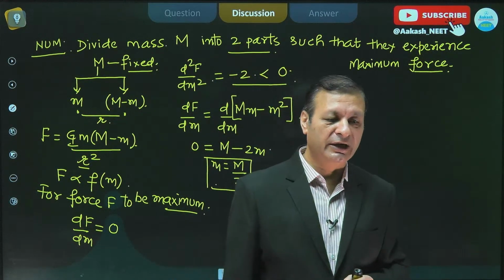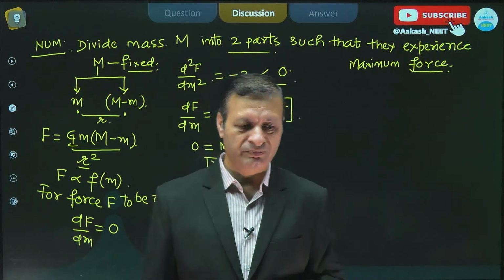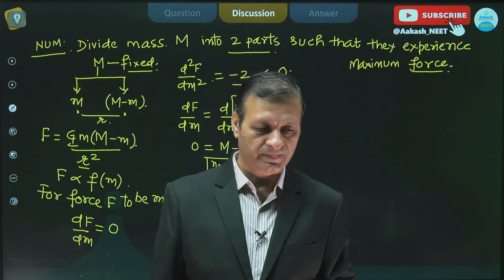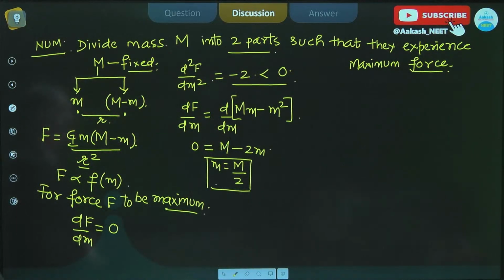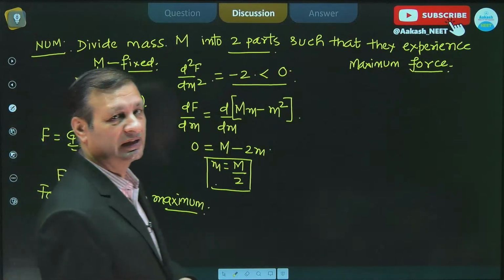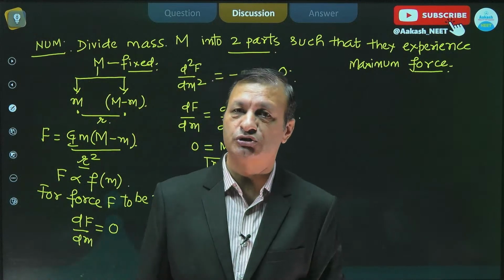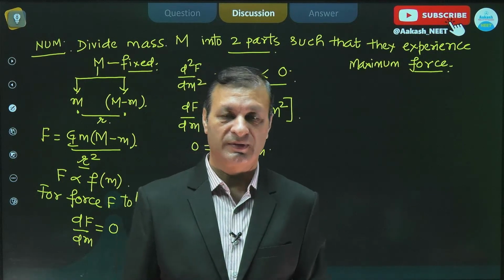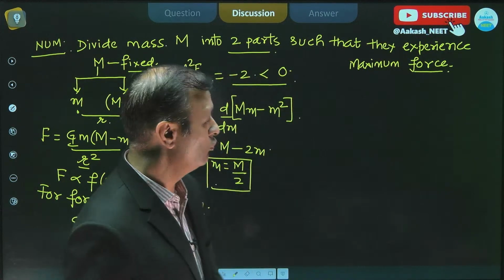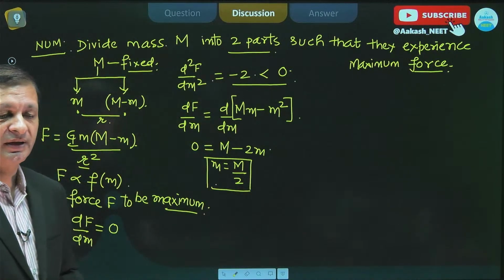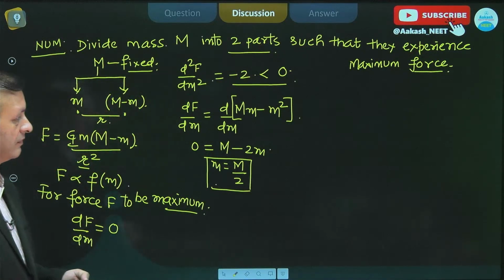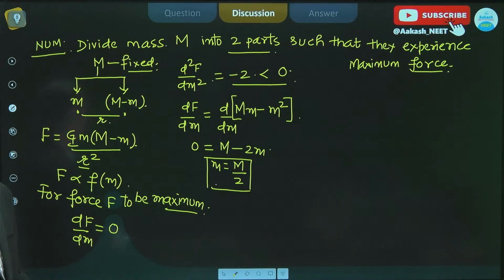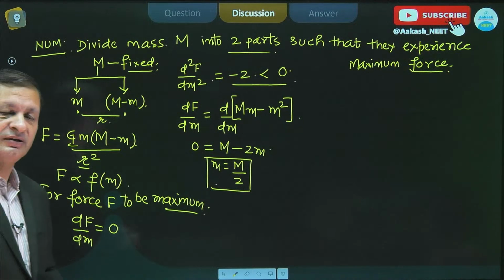Hardik, it is capital M by 2, because we are looking for small m, so it is capital M by 2, right? So any doubt from this part? So we got the force, and that force is maximum between these two particles. So shall we move to the next? Any doubt? Any doubt from this part?